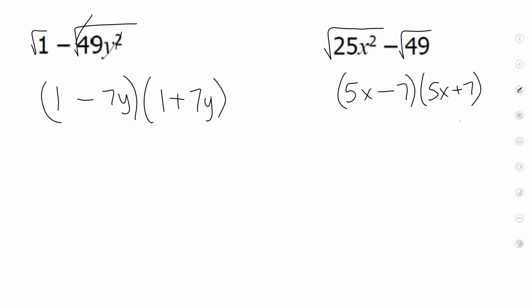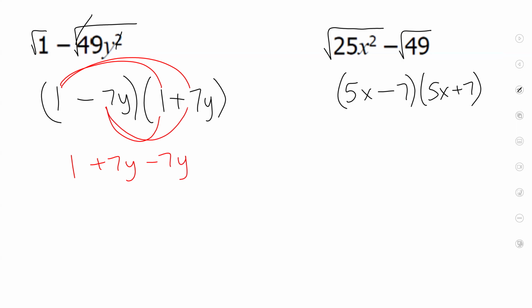Now, we can always check our answers by distributing again. So what's 1 times 1? 1. 1 times 7y, 7y. Negative 7y times 1. Yep. Negative 7 times a positive 7. And what's y times y? Y squared. Okay, do you guys see that this cancels? Yes. Good. So I'm left with what I started with.